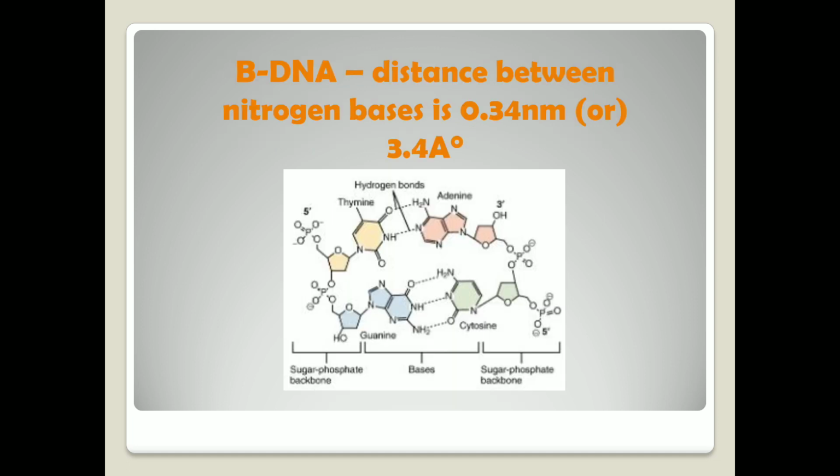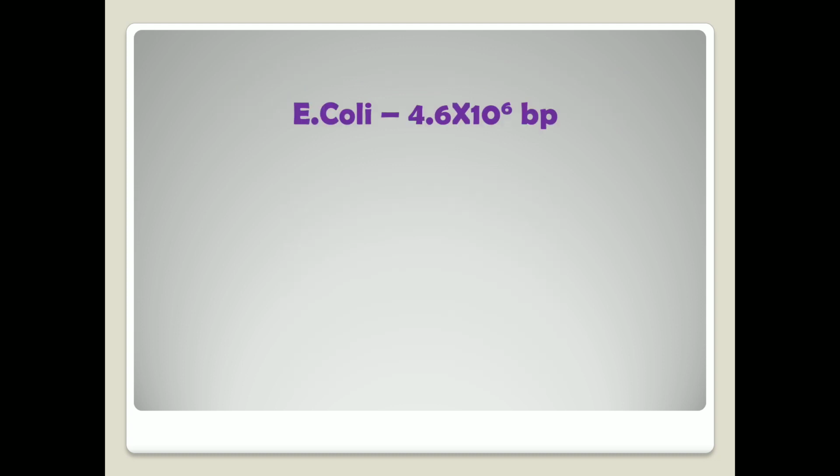B-DNA is a common type of DNA present in most of the cells, and in this B-DNA the distance between two nitrogen bases is equal to 0.34 nanometers or 3.4 angstrom units. Taking some examples, in Escherichia coli, the number of base pairs is 4.6 into 10 to the power of 6 base pairs. In the human diploid nucleus, 6.6 into 10 to the power of 9 base pairs are present.